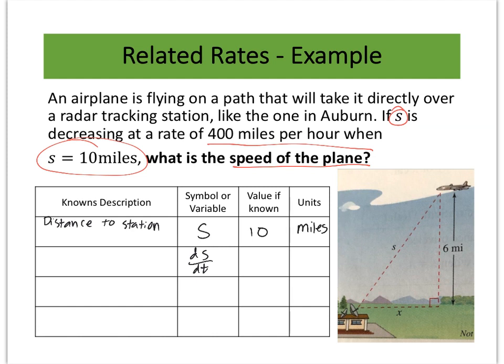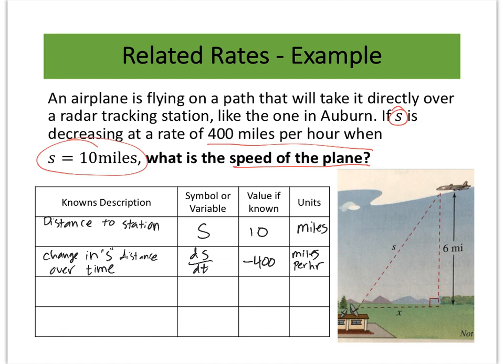So the change in S, or distance over some period of time. We know that for sure. We know ds dt is decreasing. This is tricky, but it's decreasing at a rate of 400 miles per hour. Now, I did negative because it's decreasing, and the way that I notate decreasing in math is with a negative symbol.